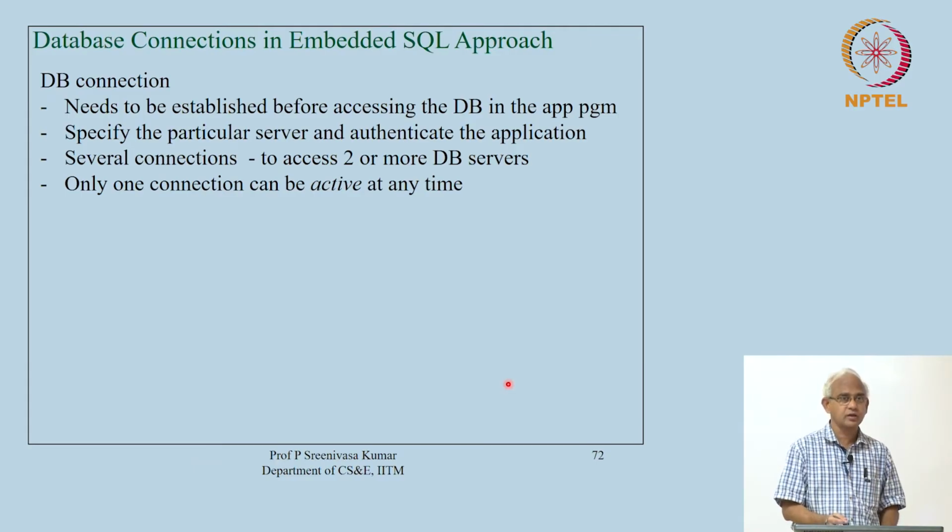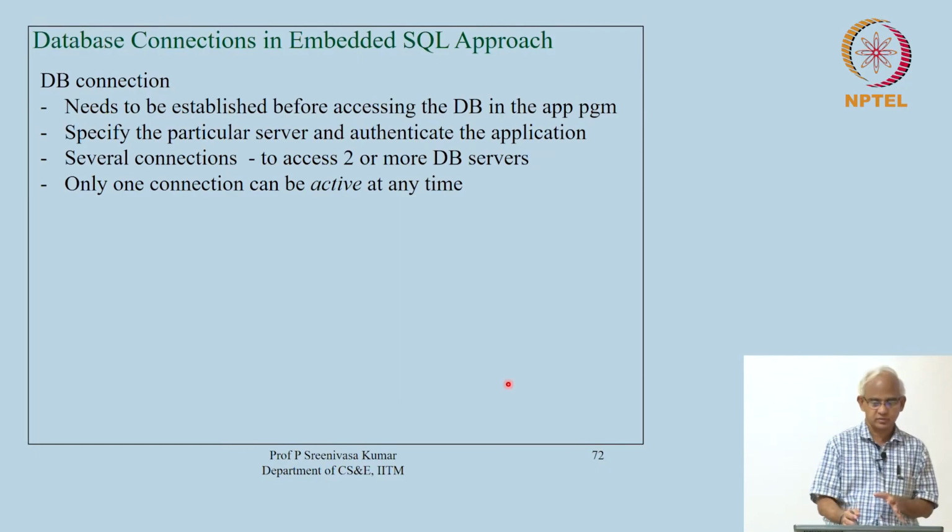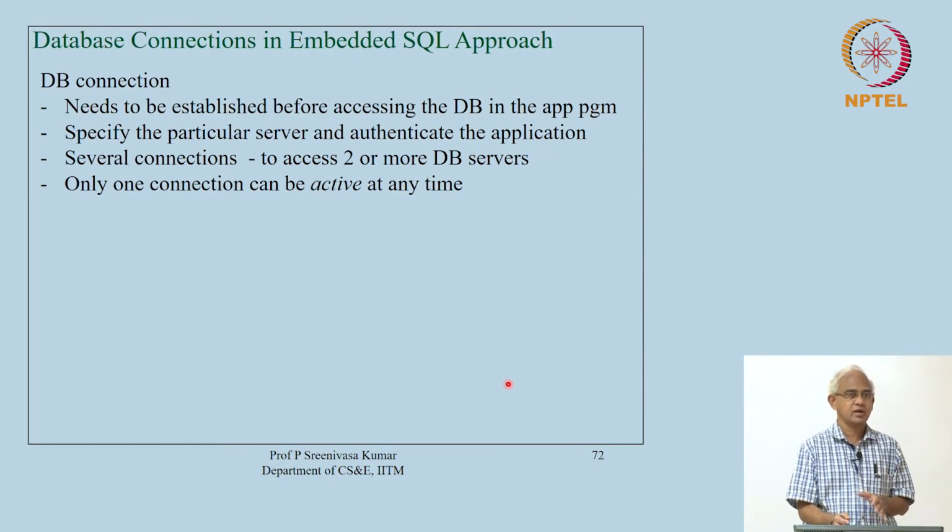Typically it is possible for the application program to work with multiple database servers, but at any point of time only one connection can be active. As far as embedded SQL is concerned, at any point of time only one connection can be active. That means you are connected to one database server at that particular point of time. Of course, once you are done with that particular database, you can close that connection and then reconnect to another database. So, that is possible.